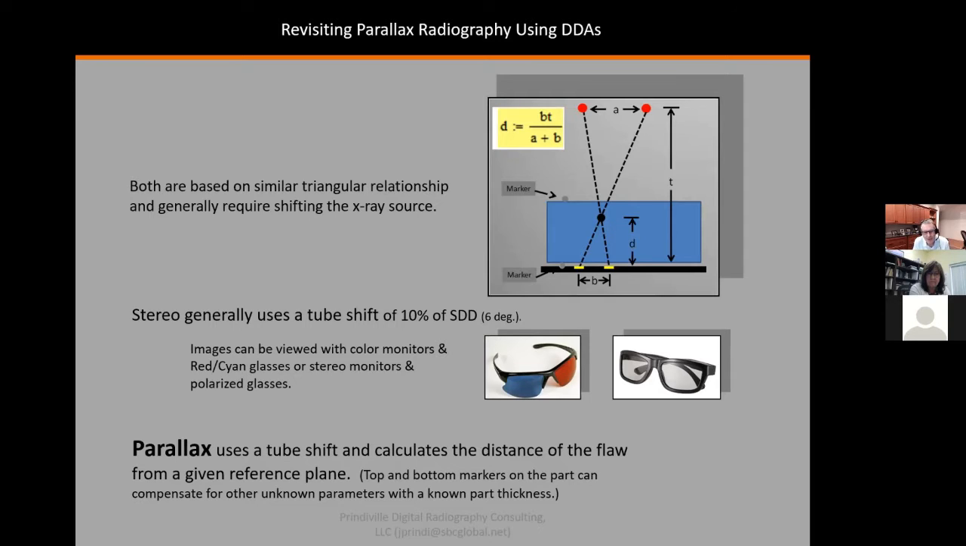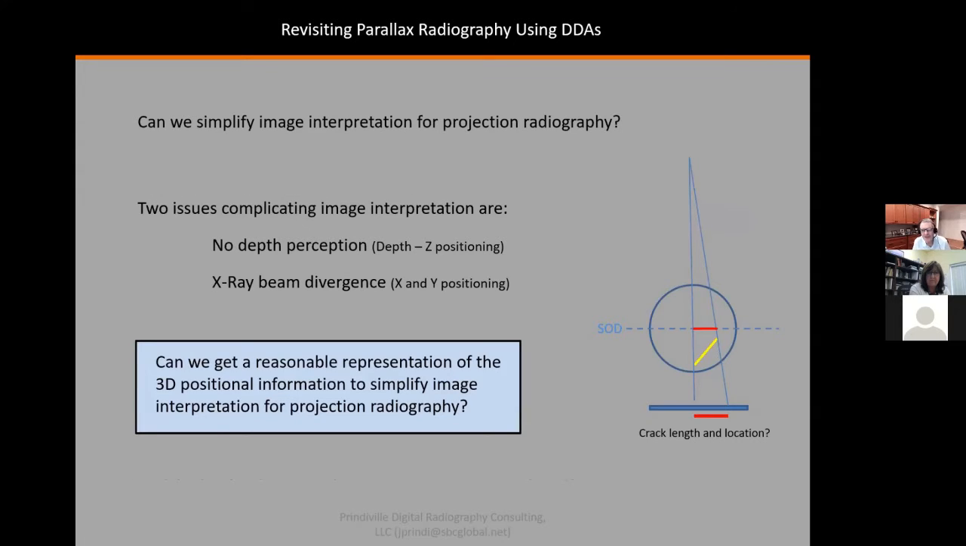So to sum it up, parallax uses a tube shift and calculates the distance of the flaw from a given reference plane. Sometimes you can put top and bottom markers on the part, and you can use those as references. So that's a summary, but it helps us simplify interpretation.